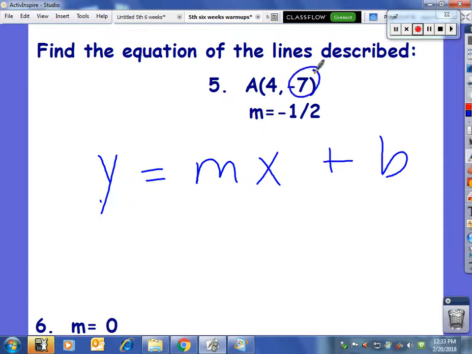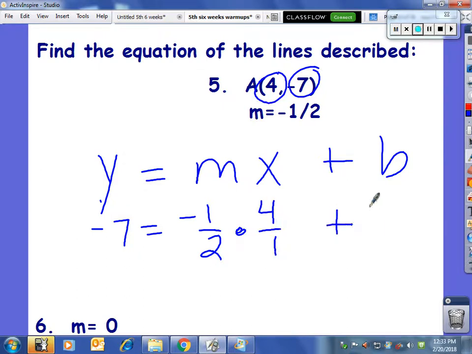From the y value of the point. Where do I get the m number? Because I gave it to you. I told you the slope was negative 1/2. Where do I get the x number? From the point. And the b number is what I am trying to find.